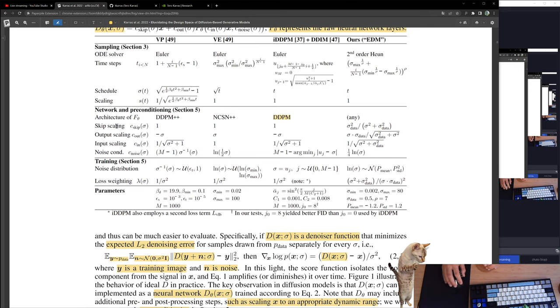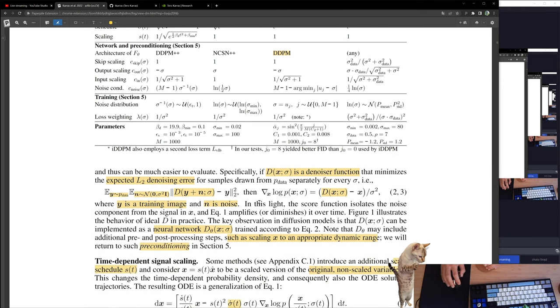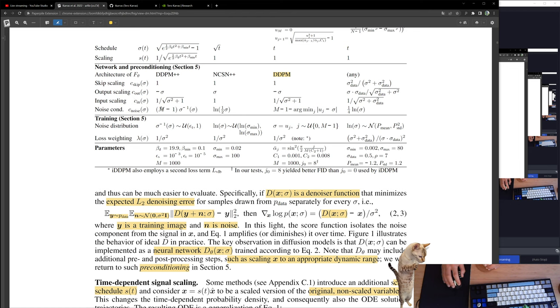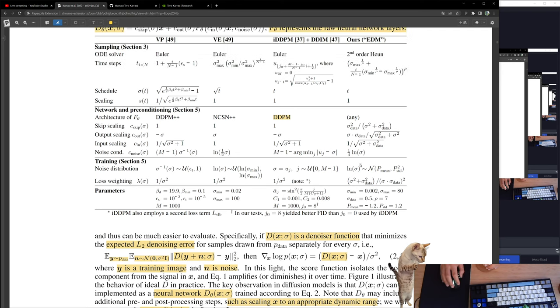Skip scaling. Okay. Output scaling. These are preconditioning, but basically that's what they call it, let me see what they say. Yeah, so the denoiser may include additional pre and post processing steps. So you can scale the input, scale the output, skip scaling. I don't know what that means. Maybe that means every certain amount of time you scale or something. Noise conditioning. So condition on the noise itself. So you can see how many of these previous works were just carrying over from this original work.